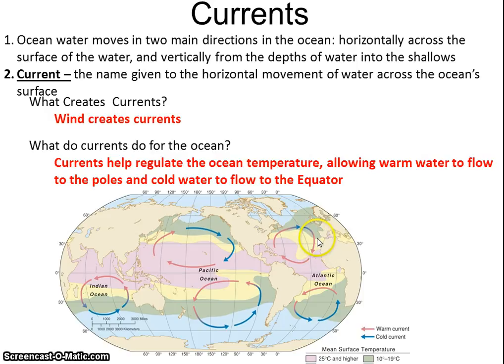There's life all over the ocean. We know this. And the reason is because currents are helping regulate the ocean's temperature, making sure that the equator isn't too hot or that the poles aren't too cold.